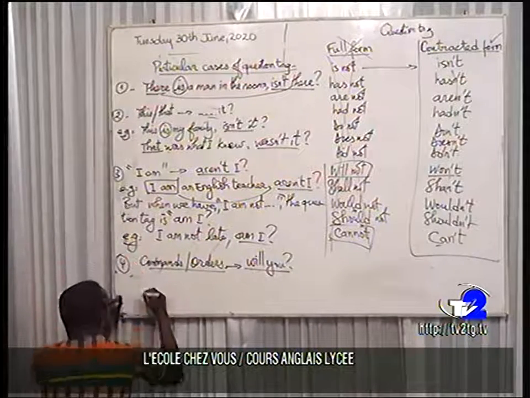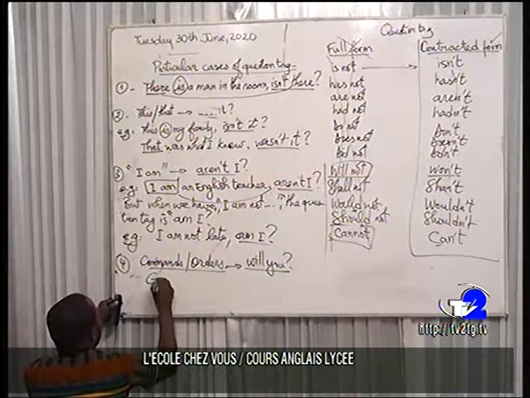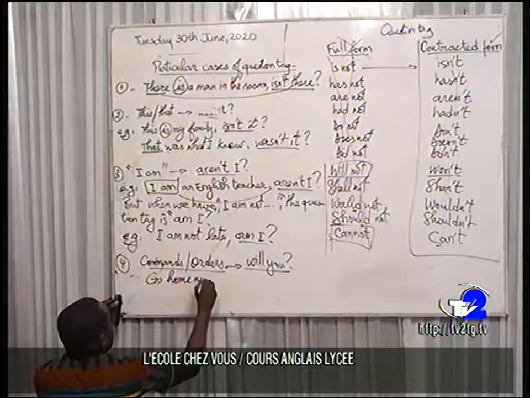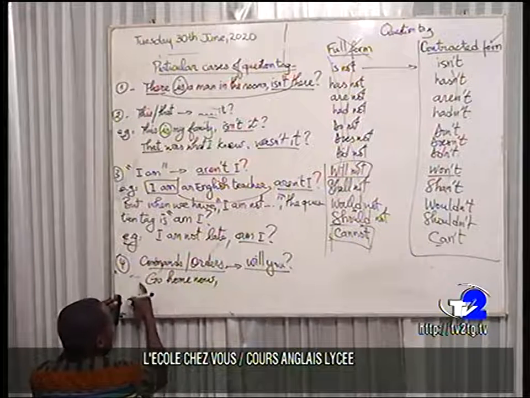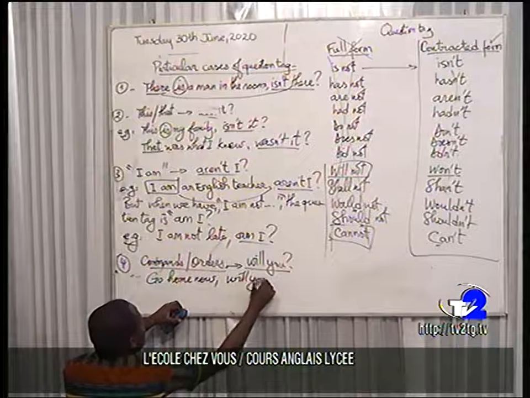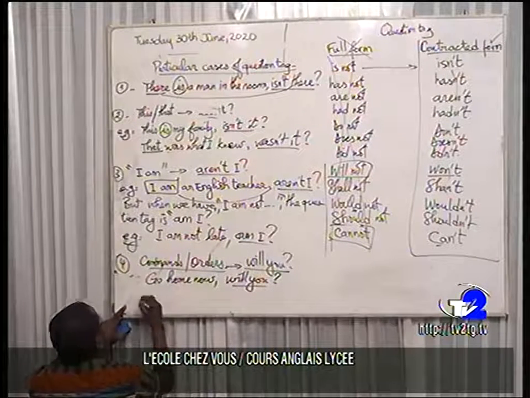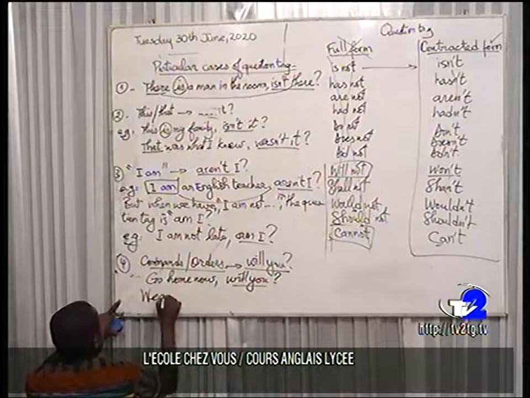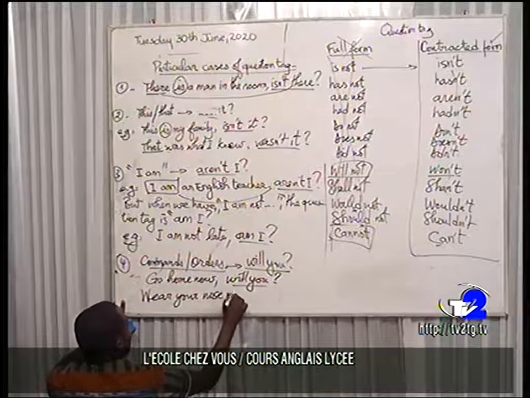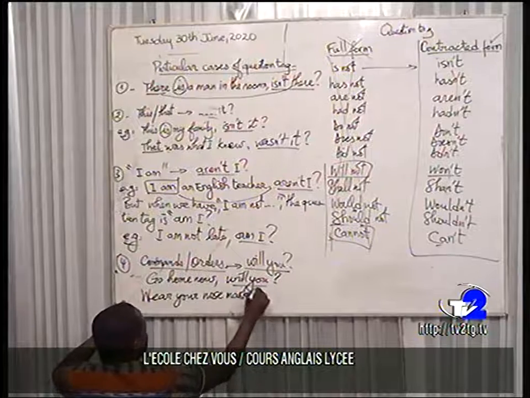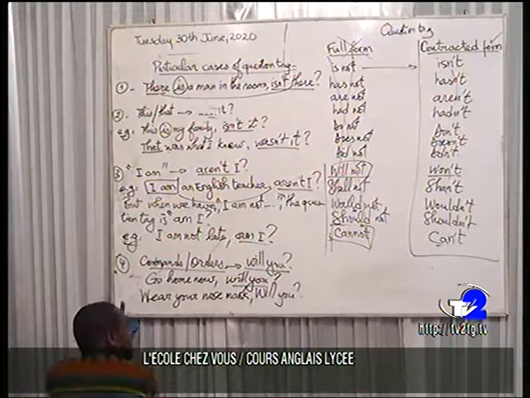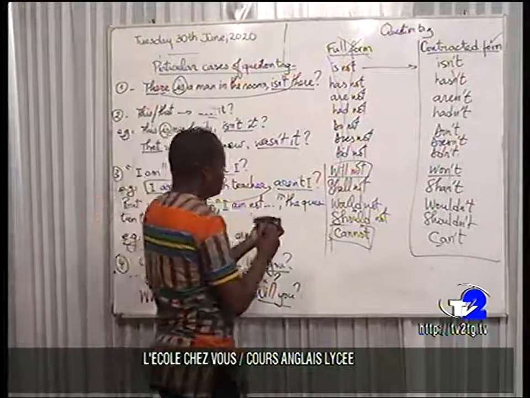If you have such sentences, what do we do? For instance, when I say "Go home now." Is there any subject? No. To form the question tag, we have to say "will you". Another sentence: "Wear your nose mask." The question tag is always "will you".